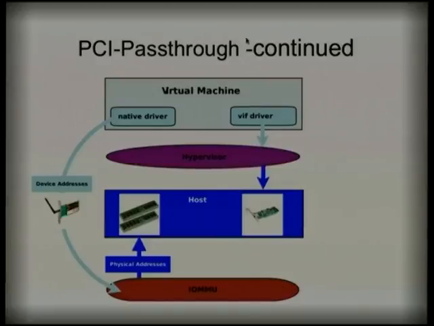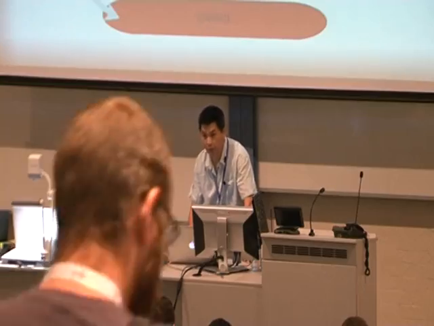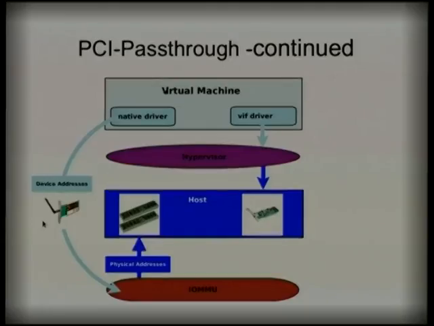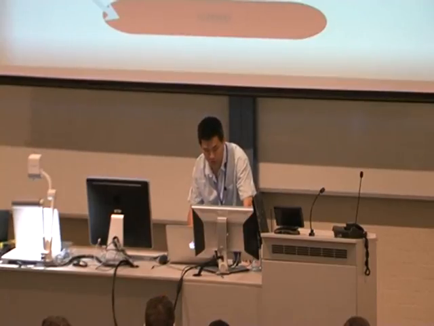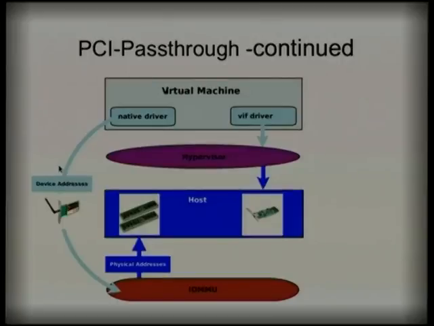With PCI pass-through, here we can see a wireless network card. The hypervisor will present the physical device to the VM, and the VM will use the native driver to talk to the device address of the PCI network card. Then the IOMMU will translate to the actual physical address to finish the operation.